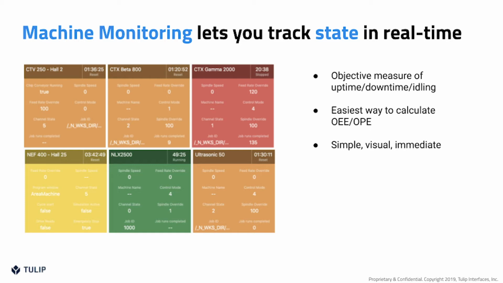As far as getting started and implemented, it's as easy as going to Tulip's website or the Clear Process Solutions website and requesting more information and reaching out. We'll come in on site, take a look at the machinery, and start the conversation right then and there.